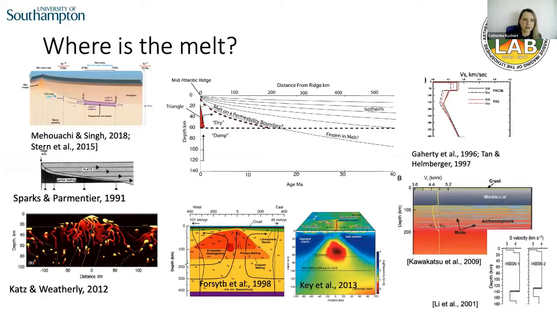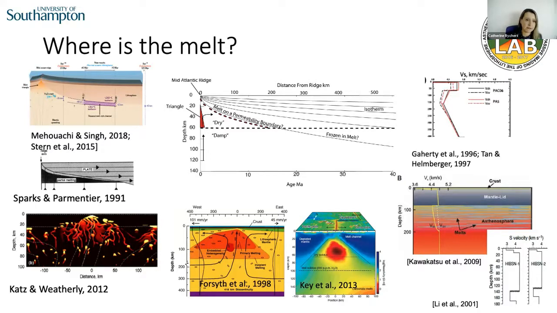Another possibility is that there's a small amount of partial melt in the mantle. If there is, this is very important to know about because melt would decrease the viscosity of the mantle, and that would also have big implications for our understanding of mantle dynamics. However, melt has been proposed in a variety of ways.